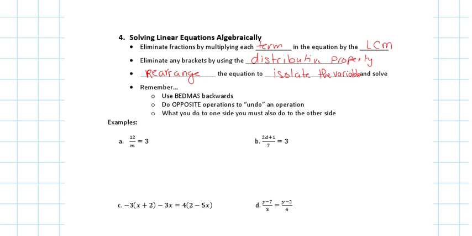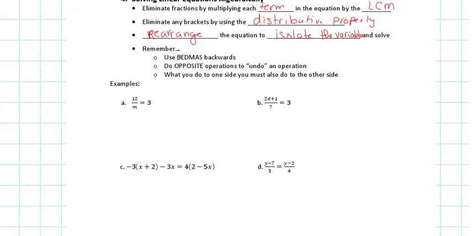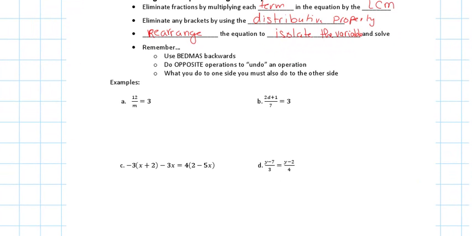So let's look at how we can do this. 12 divided by m equals 3. What do I do in this case? M is in the denominator, and that's not a good thing. You don't want to have your variable in the denominator. You want your variable in the numerator. How can I make my variable in the numerator? Multiply by m. That's right.